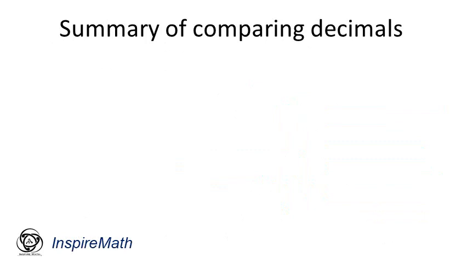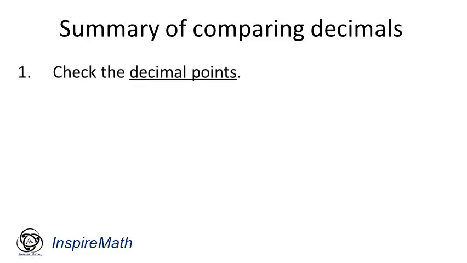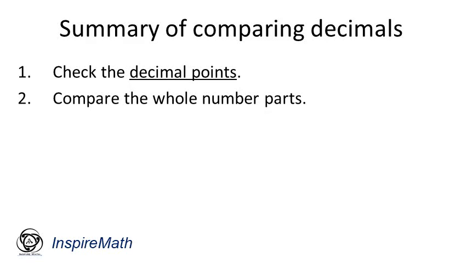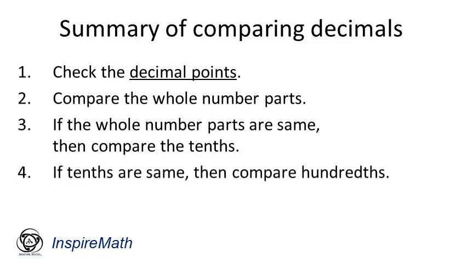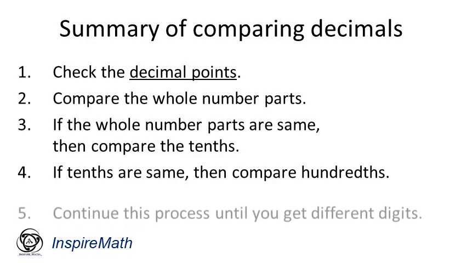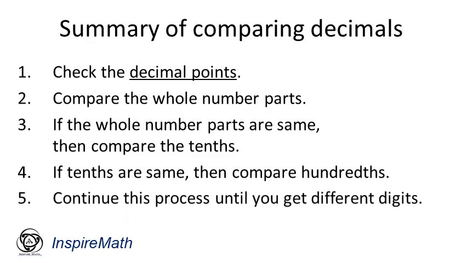Let's summarize today's lesson. When you compare decimals, check the decimal points first. Compare the whole number parts, and if the whole number parts are the same, then compare the tenths position. If the digits in the tenths position are the same, then compare the hundredths position. Continue this process until you get different digits so you can compare.